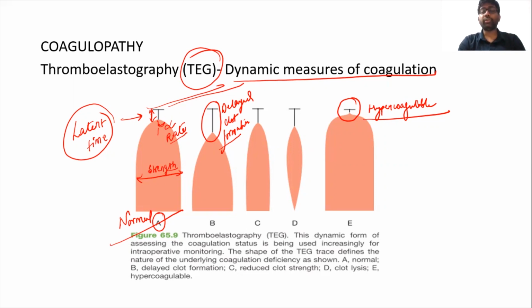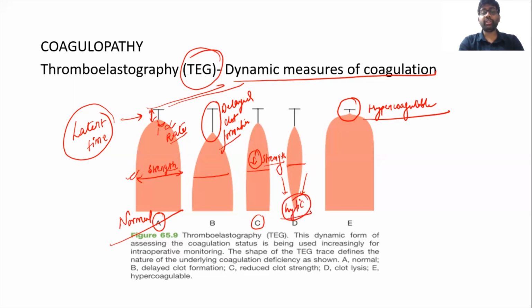The next thing is about the rate of clot formation. See, the rate of clot formation is represented by this angle. Next we come to the very important point, that is the strength of the clot formation. The strength of the clot formation is represented by this thickness. What we can see in the C image is that the thickness of this figure is less. So the strength of the clot that is formed is less. And what we can understand from the fourth image is that the clot that is formed is undergoing breakdown, undergoing lysis. So this is a lytic stage.